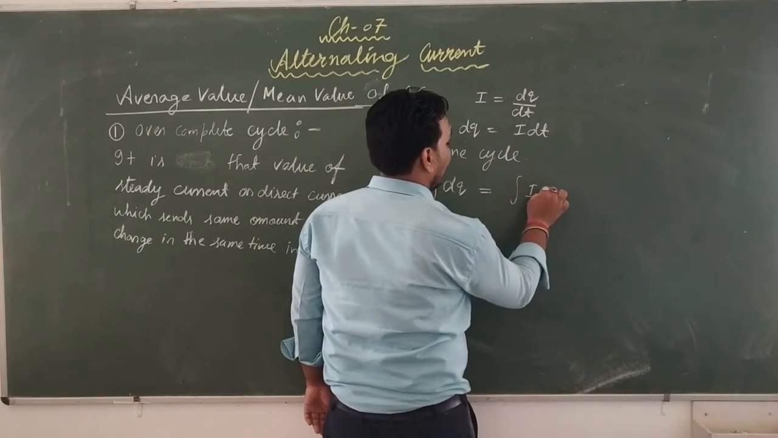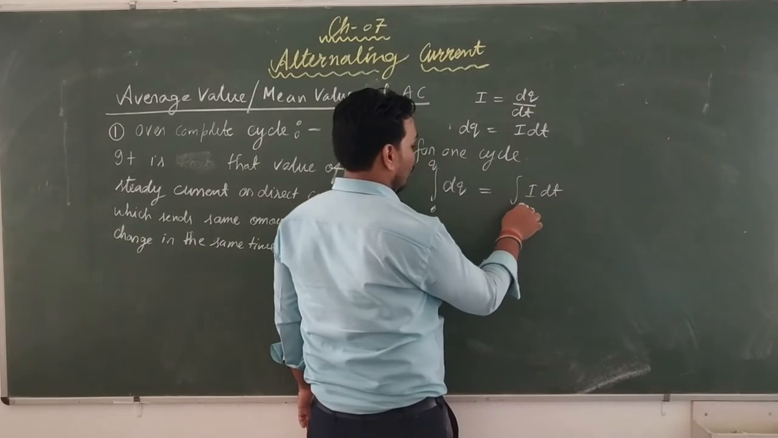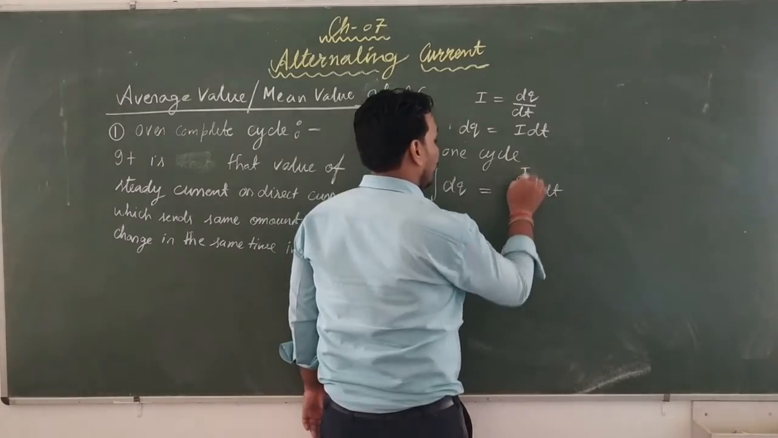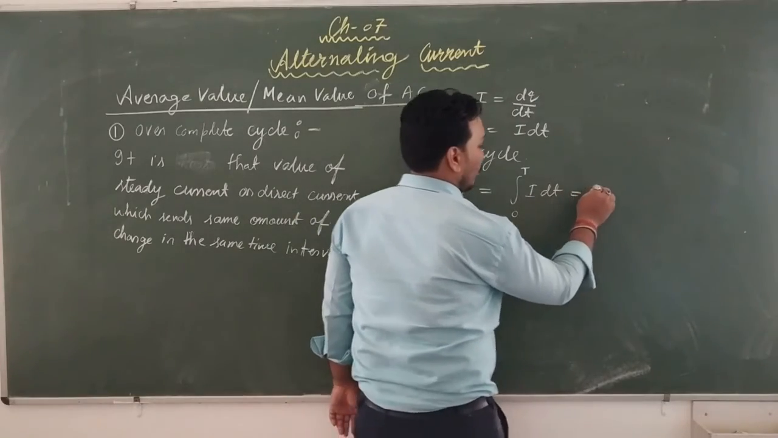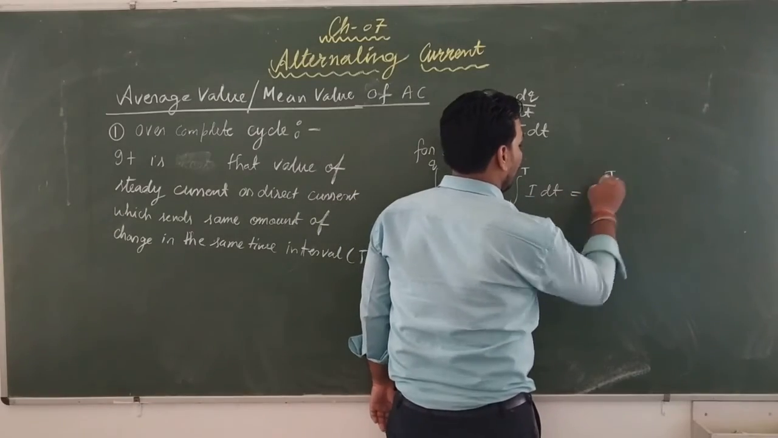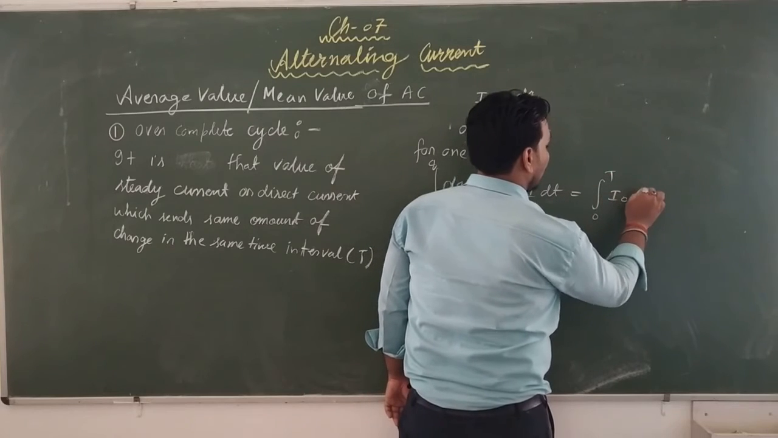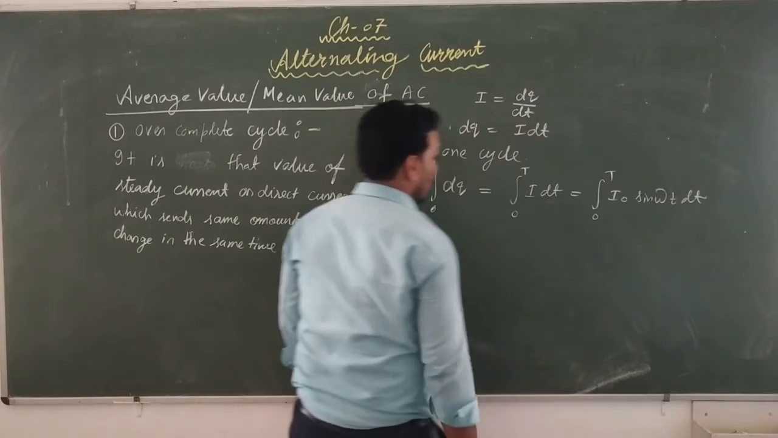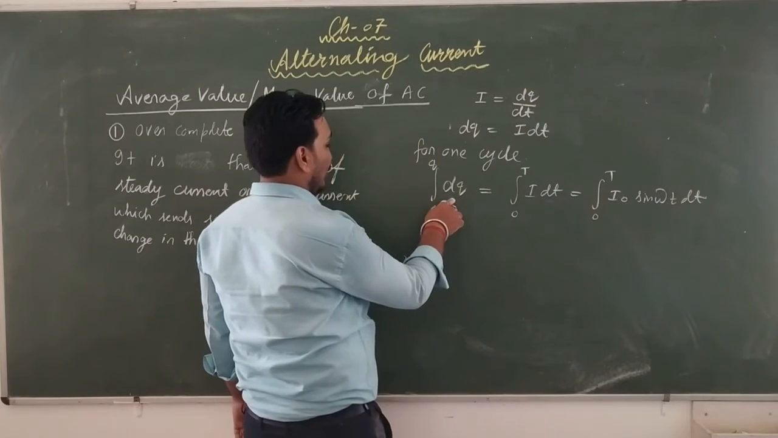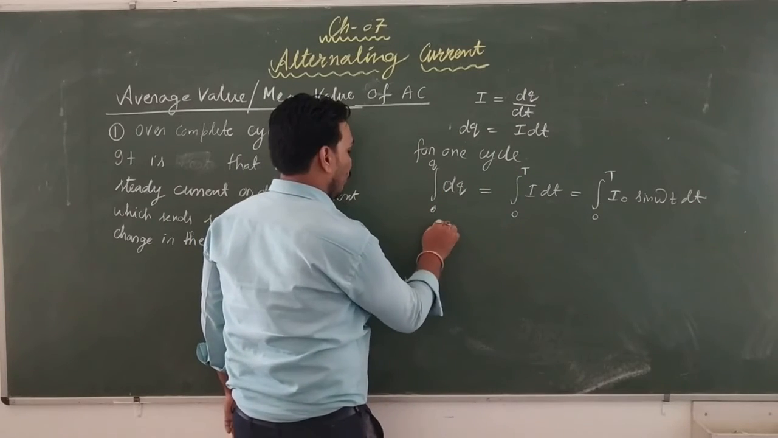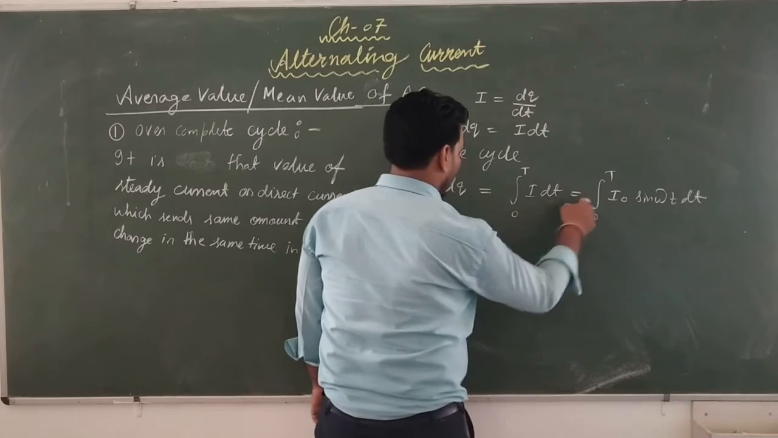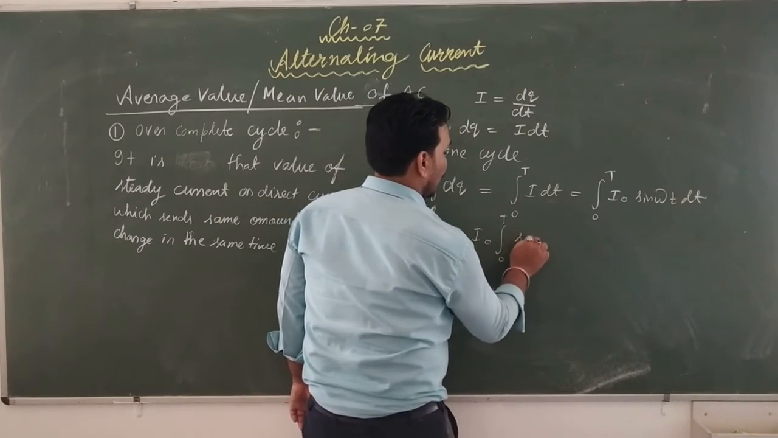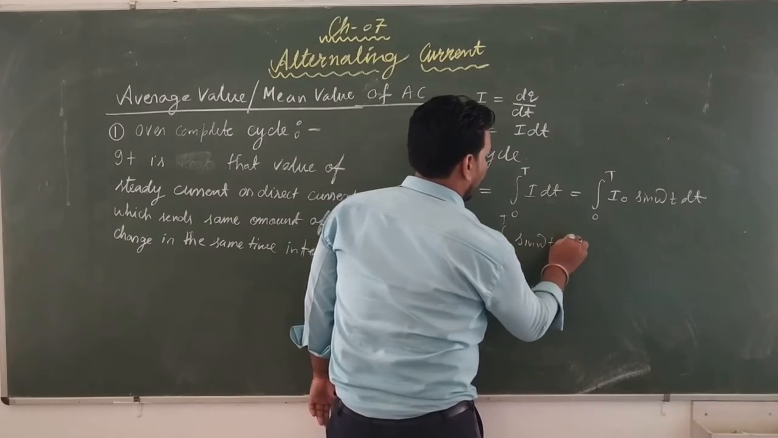Integration of I dt, where the value of t varies from 0 to T. Let us put the value of I over here. What are we going to have? 0 to T, I is I naught sin omega t dt. I naught comes out of the integration, and dt is integrated, so we are going to have q only. We are going to have I naught times the integral from 0 to T of sin omega t dt.